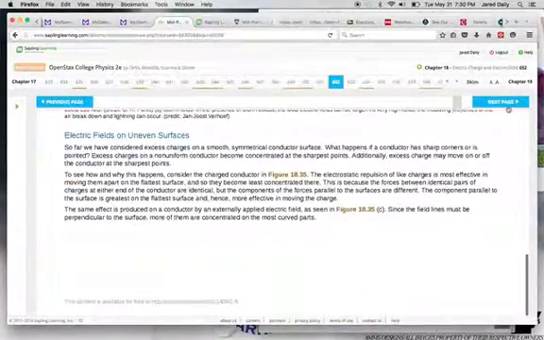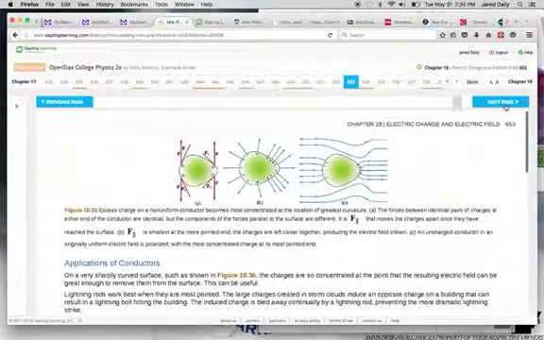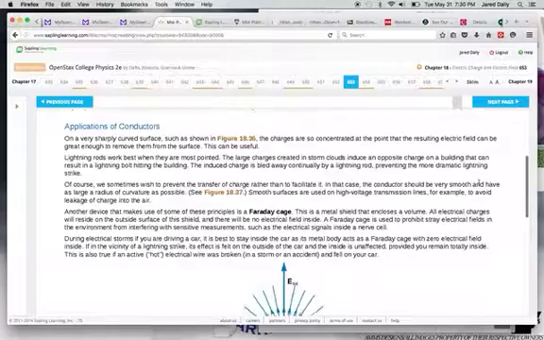The Earth, of course, has an electric field because it has a lot of charges on it. It's a pretty good conductor, too. Here they show another conductor in an electric field.